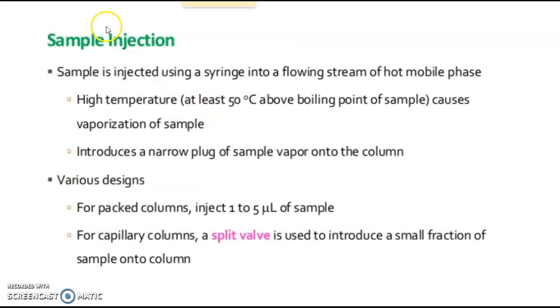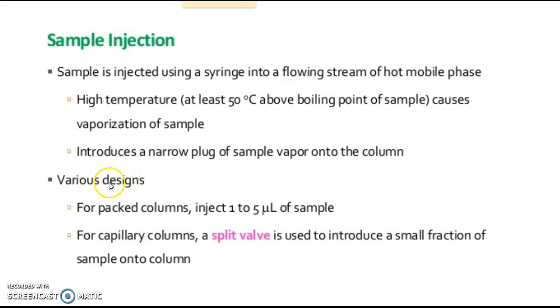Next one is the sample injection. The sample is injected using a syringe into a flowing stream of hot mobile phase. A high temperature, at least 50 degrees Celsius above the boiling point of the sample, is maintained in order to cause vaporization of the sample. Those vapors are carried by the carrier gas. This introduces a narrow plug of sample vapor onto the column, that is, the injection port.